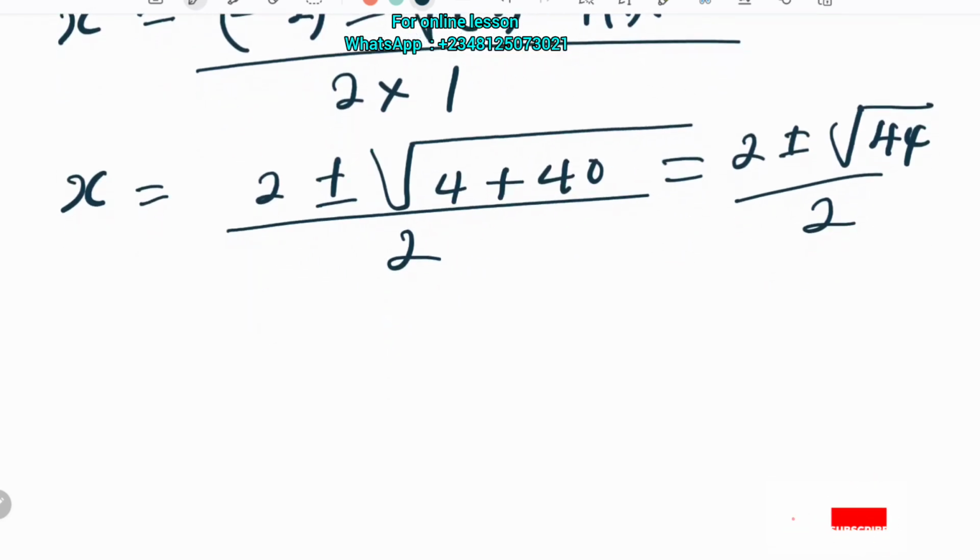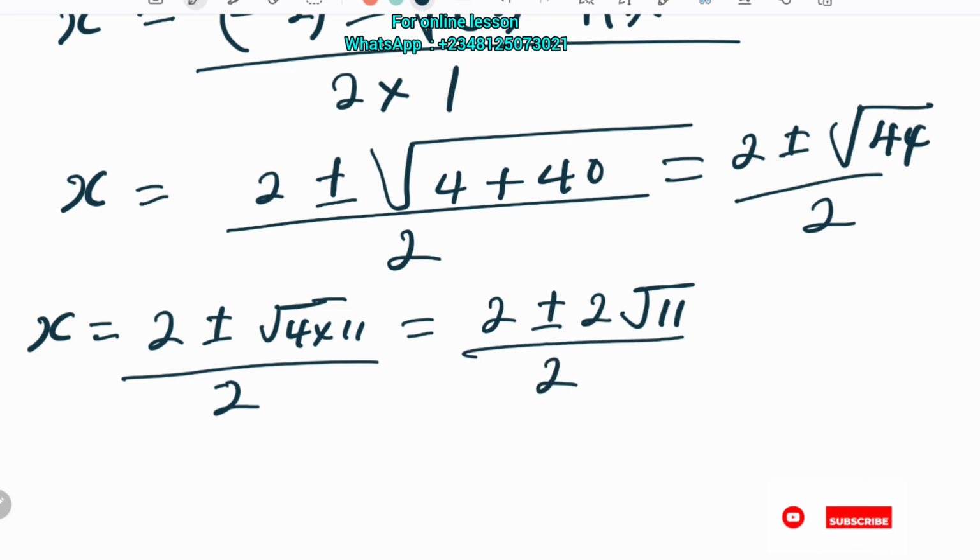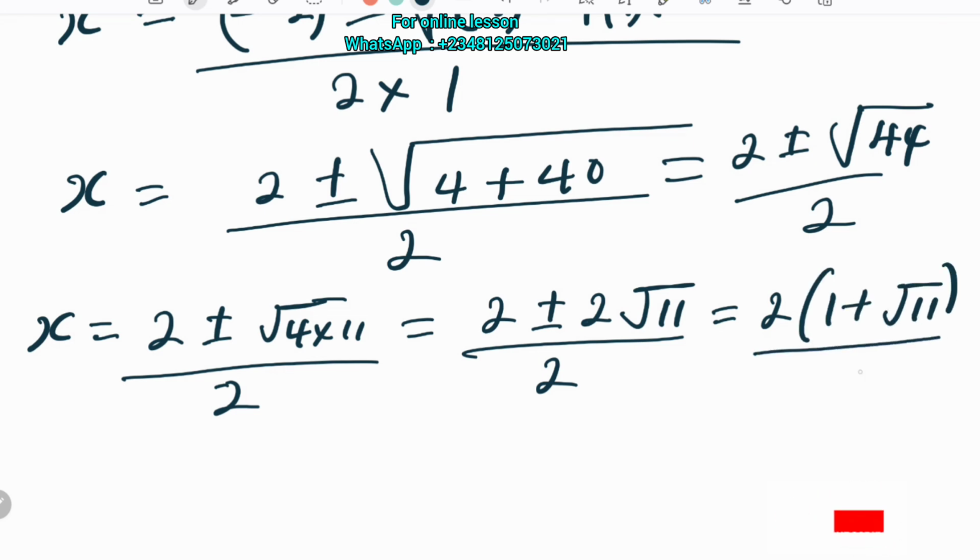Let us express 44 in terms of its factors. We have x becomes 2 plus or minus, inside 44, we have 4 times 11, then all over 2. So which will now give us equal to 2 plus or minus 2 root 11 all over 2. So factor out the 2 so that we can now have 2 here. We have 1 plus root 11 all over 2.